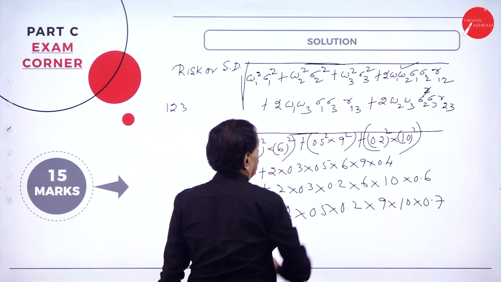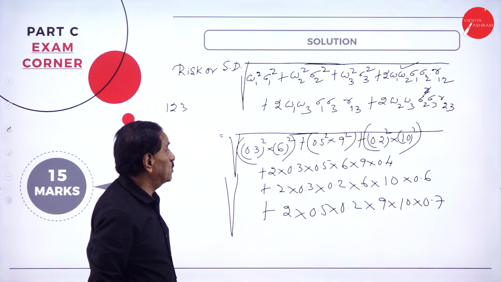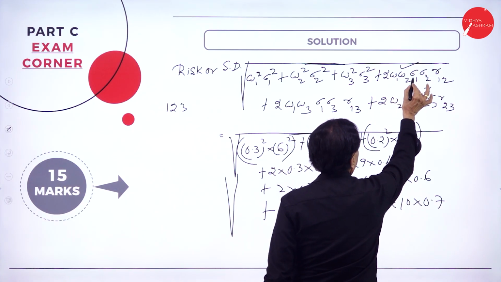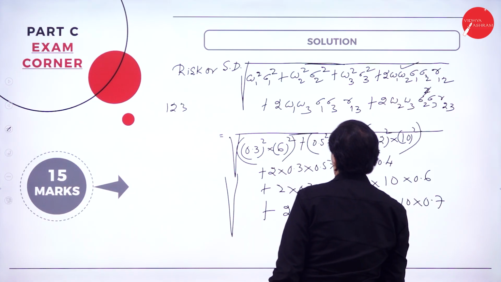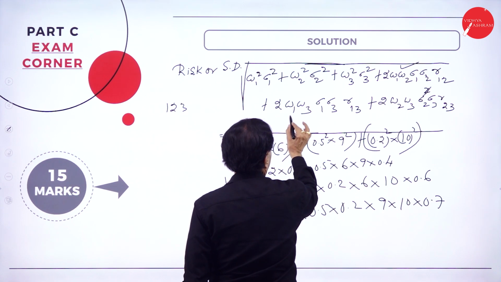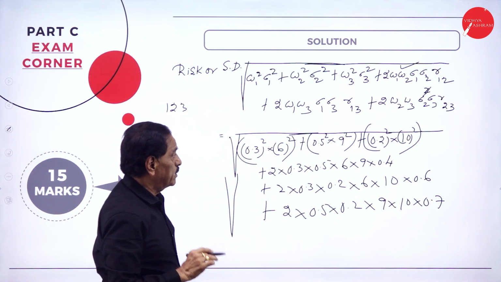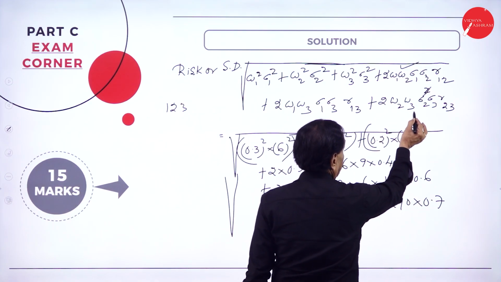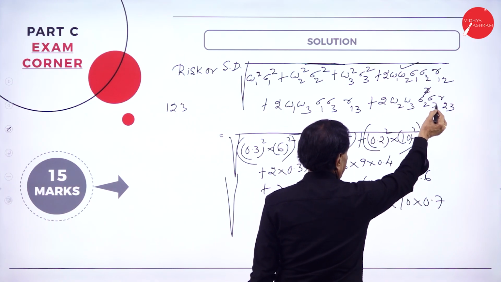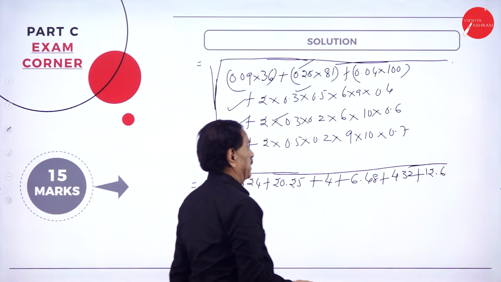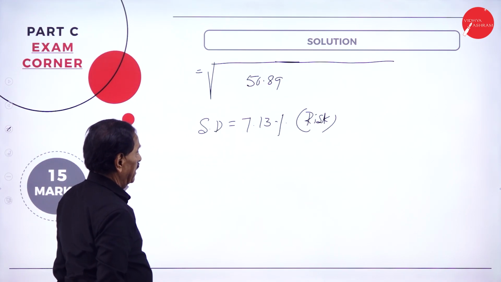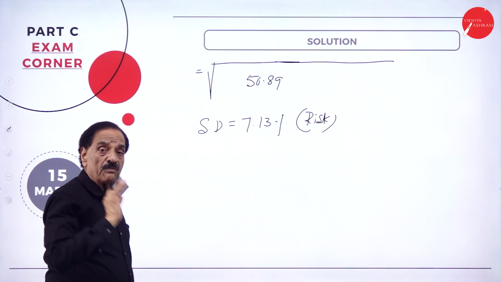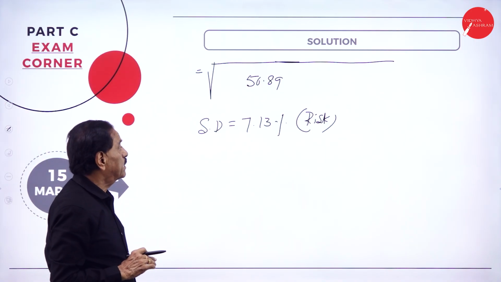W1 square standard deviation 1 square, W2 square standard deviation 2 square, W3 square standard deviation 3 square, plus 2 into W1, W2 standard deviation 1 standard deviation 2 R of 1,2, plus 2 into W1, W3 standard deviation 1 standard deviation 3 R of 1,3, plus 2 into W2, W3 standard deviation 2 standard deviation 3 R of 2,3 application. The final answer is 7.13. Hope you understand. This goes in favor of 3 securities.